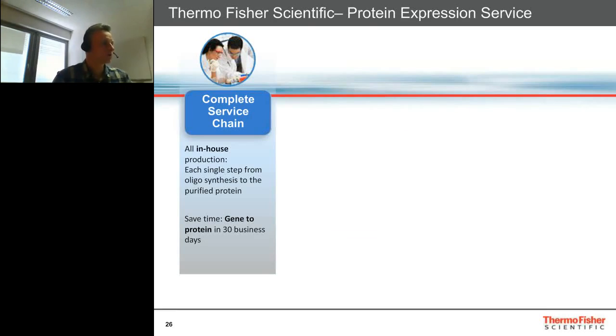I hope I could show that we have several advantages for your gene to protein workflow, which is really we have the complete service chain, but you can also use parts of the service chain. But in case you want to use the complete service chain, everything is done in-house, from gene to protein, from the oligosynthesis to the purified protein. And we can be quick. It can be in 30 business days if it's only a standard gene, a short standard gene and a standard purification.